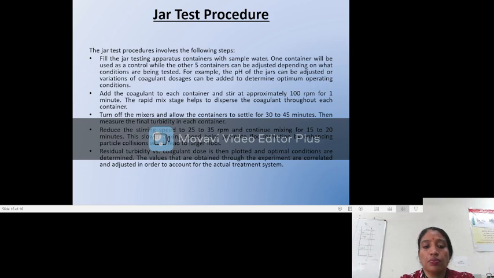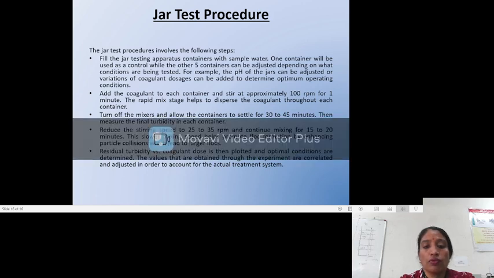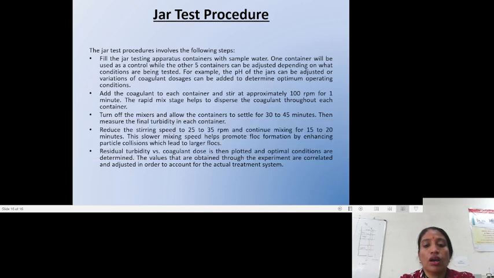Then the stirring speed is reduced to 25 to 35 rpm, and the mixing continues for 15 to 20 minutes. This slower mixing helps promote floc formation by enhancing particle collision, which leads to larger flocs. Then the mixers are turned off and the containers are allowed to settle for 30 to 45 minutes.